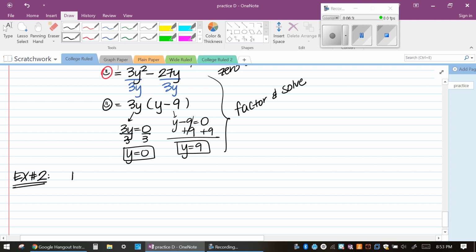Okay, go ahead and write down example number 2. Pause the video and ask yourself, what side do we have to move all the terms to? What side will the 0 be on? Go ahead and pause the video. Push play when you've answered those two questions. What side are we moving the terms to, and what side will the 0 be on?